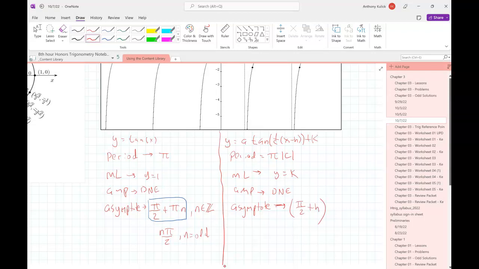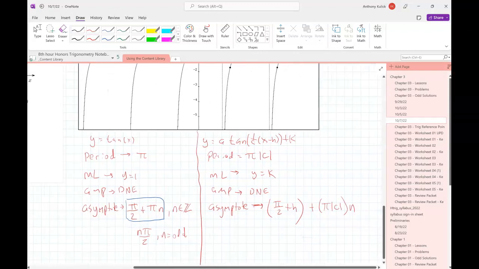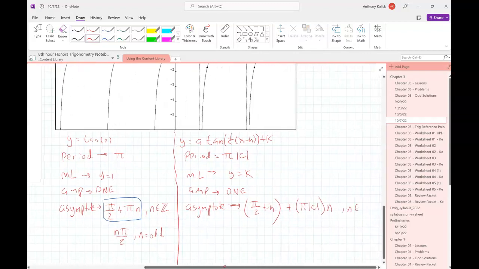So if I've shifted the graph left or right by h units, the location of the asymptote is going to shift as well. Everybody agree with that? Okay. And how often will those asymptotes occur? My period is now pi times the absolute value of c. And then every whole number multiple of that will be an asymptote. Everybody's okay with that?